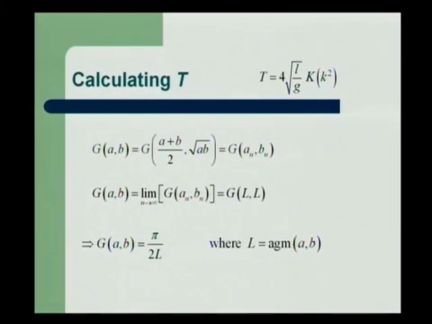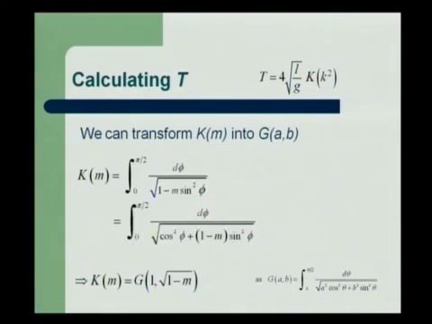Using this fact, as well as the earlier identity for G of a and b, if we take the limit as n tends to infinity, we find that G of a and b is equal to G of L and L, and this is easy to evaluate, and thus we have that G of a and b is equal to pi divided by 2L, where L is the arithmetic geometric mean of a and b. We can transform the complete elliptic integral of the first kind into G of a and b when we find that the complete elliptic integral of the first kind of n is equal to G of 1 and the square root of 1 minus n.